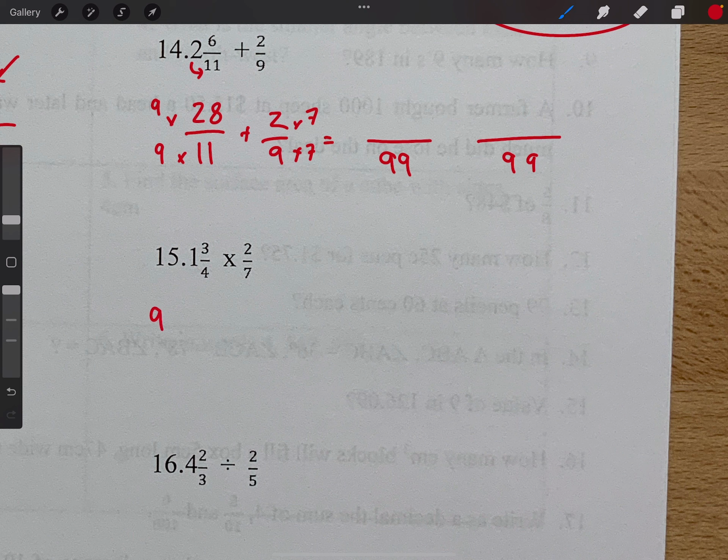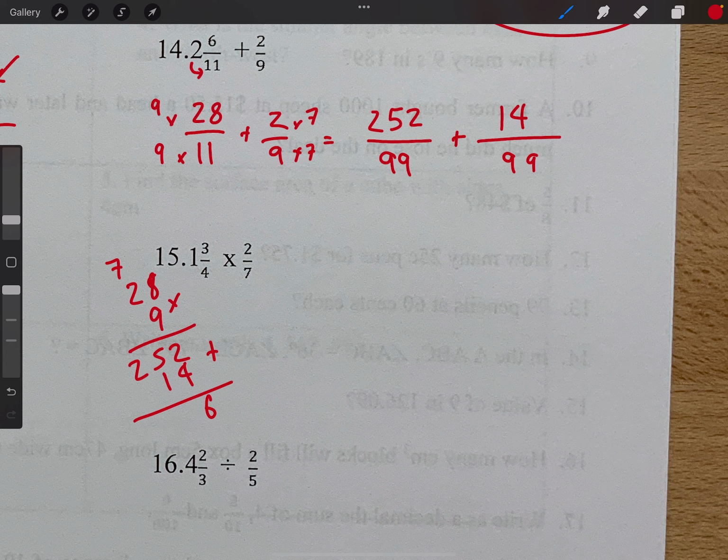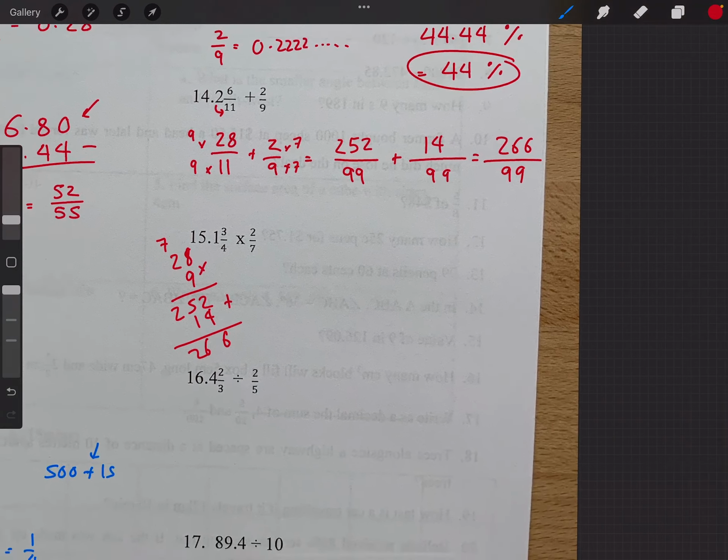Whoa, what's 28 times 9? That looks like a big number. 9 times 8 is 72. 9 times 2 is 18. 18 plus 7 is 25, so 252. Plus 2 times 7 is 14, so you plus 14 to this, you get 266 over 99. Okay.